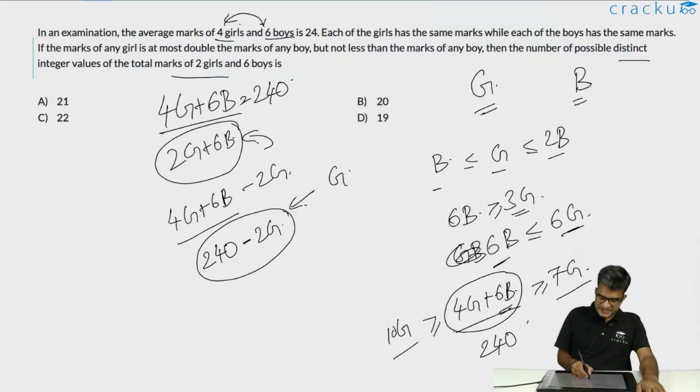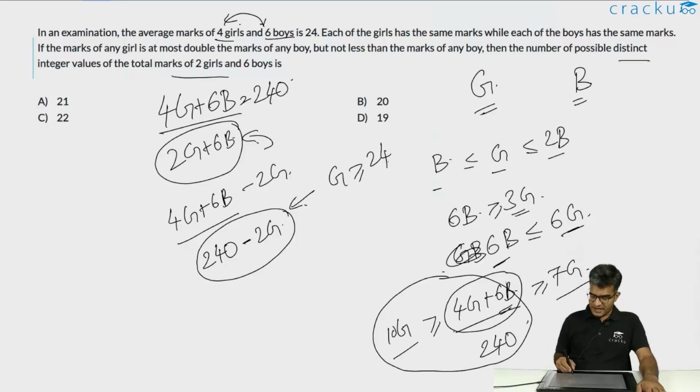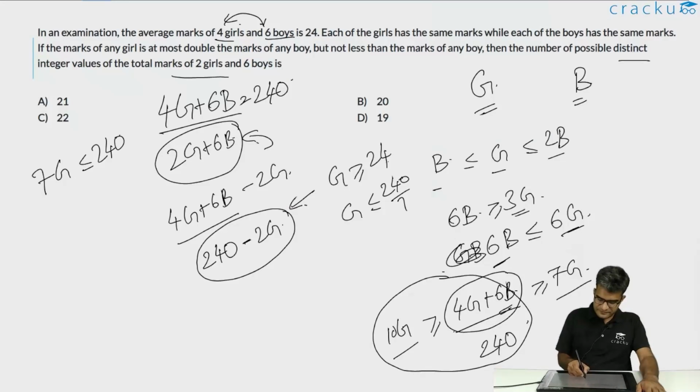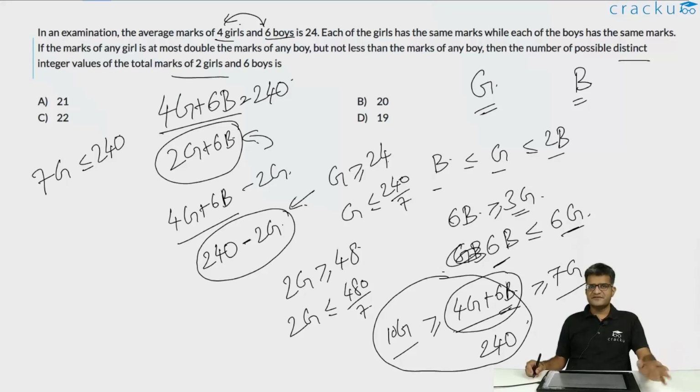So G is greater than or equal to 24 from this side of the inequality, and 7G is less than or equal to 240, or the value of G is less than or equal to 240 by 7. So we got the bounds for G, but we need the bounds for 2G. So 2G is greater than or equal to 48, and 2G is less than or equal to 480 by 7. What is the value of 480 by 7? 490 by 7 is 70. 480 by 7 will be 68 4 by 7.